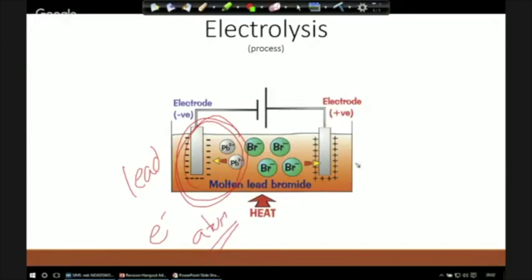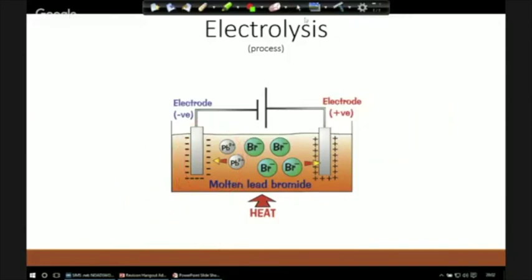On the other side, the positive electrode, we get our two bromide ions, and they're both losing an electron. And by doing so, they become bromine. So this is electrolysis of lead bromide. Now there's two more types of electrolysis that you need to see, and hopefully by seeing a couple, you'll start to understand what's going on.